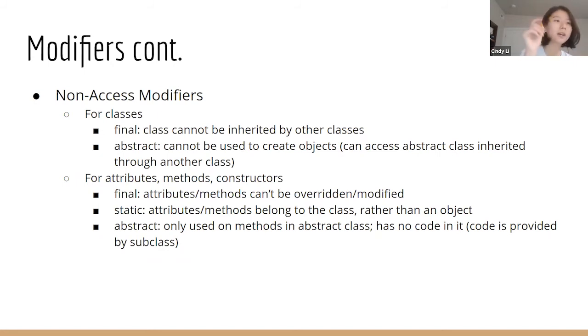So for example, we can make an abstract class, a superclass. We can make a subclass that inherits the abstract class, and then access the methods and the attributes of the abstract class through the subclass. We can do that, but the abstract class in and of itself cannot be used to make an object.